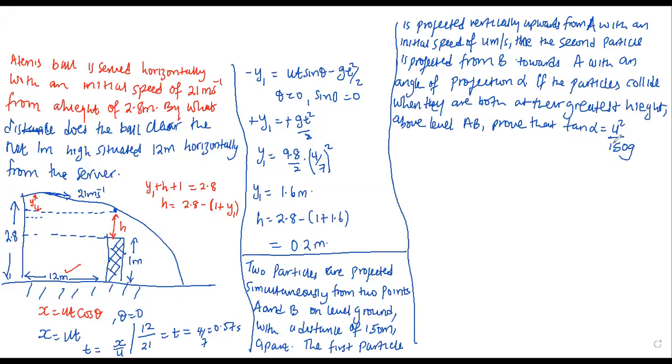So you first sketch the model. The model will look like this. This is the level ground where we have A and B. So A is projected vertically upwards. This is what I meant by vertical projection, with a speed u. Then at B, the particle is projected at an angle alpha, so that this particle moves and then comes and it collides.